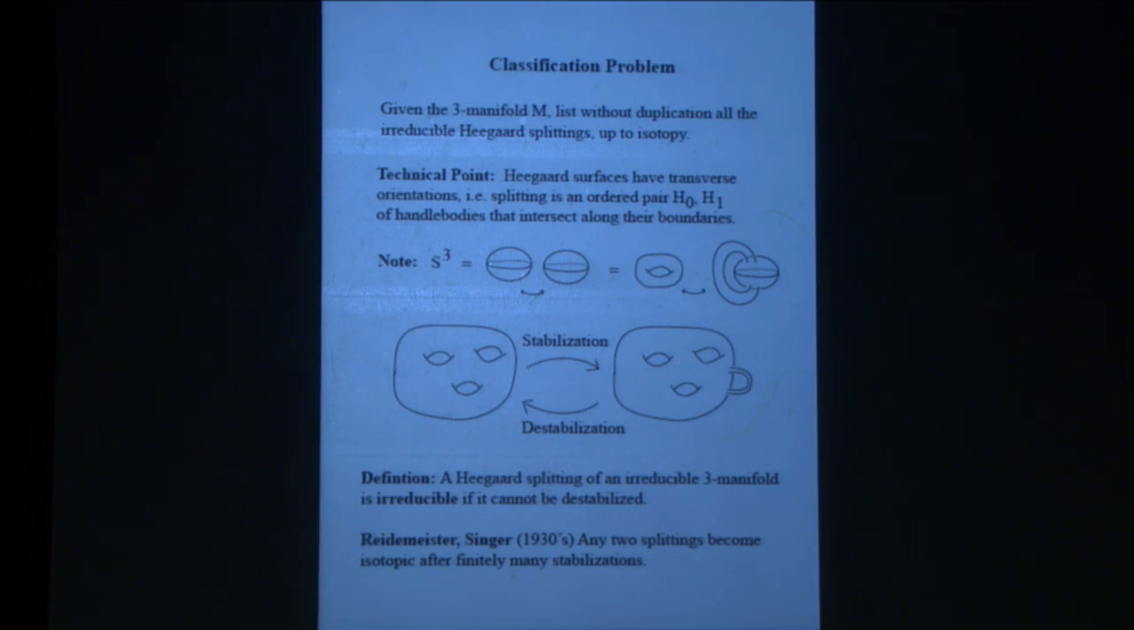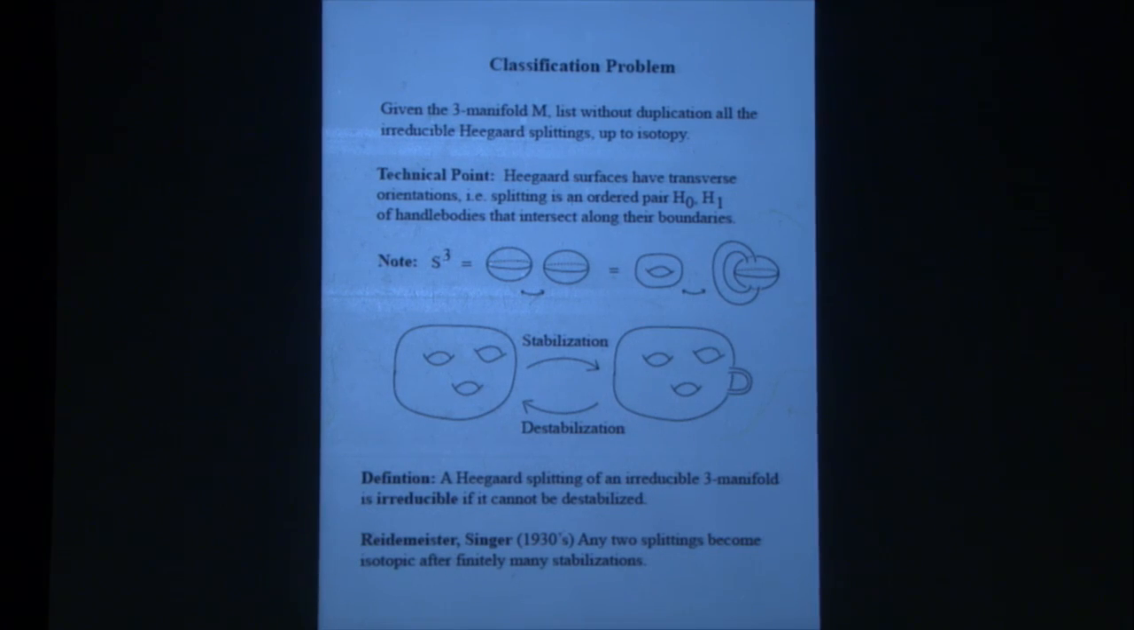And more generally, if you have some complicated splitting, you could just off in the corner somewhere add on a little handle, and that raises the genus by one. This operation is called stabilization, and the other operation of removing such a trivial thing is called destabilization.